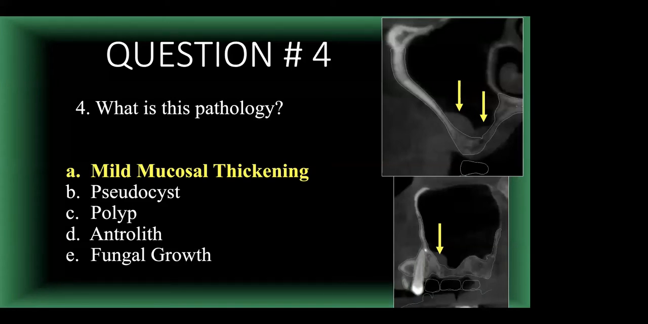is then called an antrolith or a calcified mass. E would be fungal growth. Fungal growth is usually depicted by a completely radiopaque sinus with more hyperdense areas within the sinus, which is the actual fungal growth. So it wouldn't look like this. Again, it would be a completely opacified sinus. So A would be the answer.